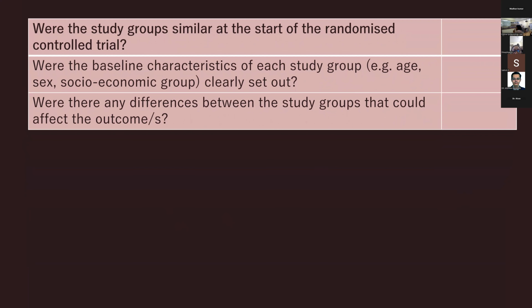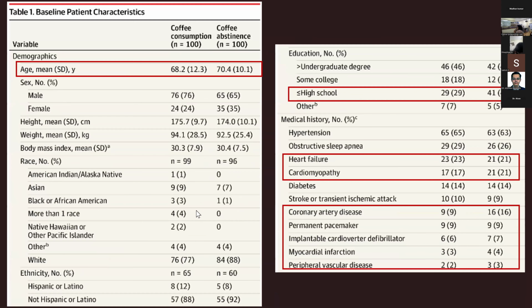And were the study groups similar at the start of the randomized control trial? We look at the baseline characteristics. So this is a population with a mean age of around 68 to 70. Here, when we look at the population randomized, it was 100 and 100, so we don't expect a perfect alignment in percentages in both the arms. So here the age is around 68 to 70, male predominant. Their BMI was around 30, and most of them were whites.